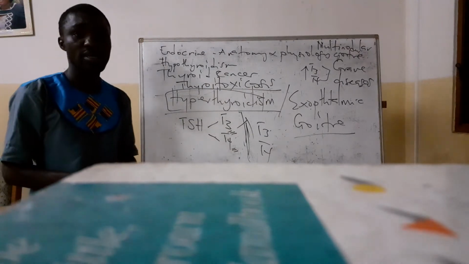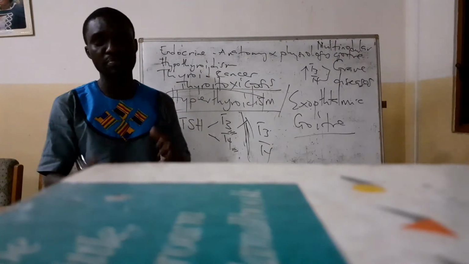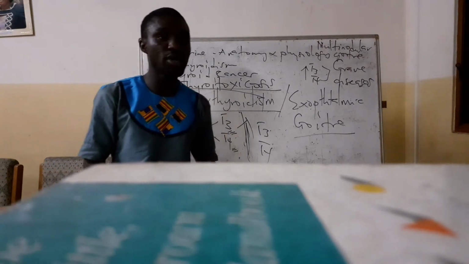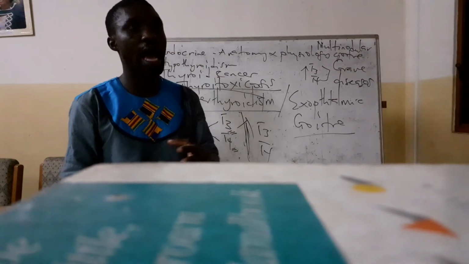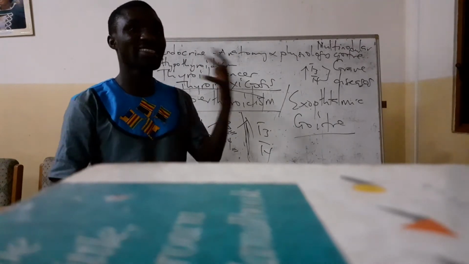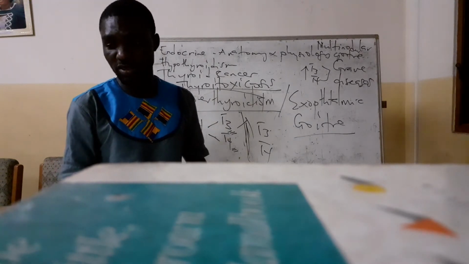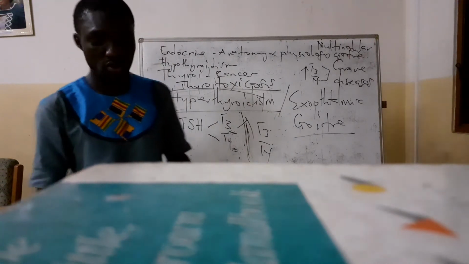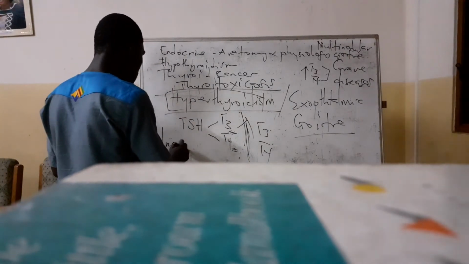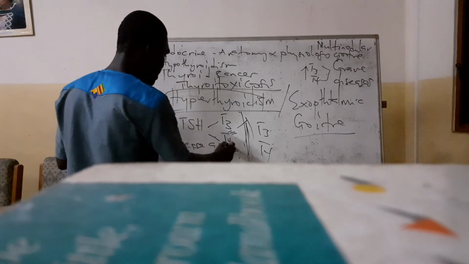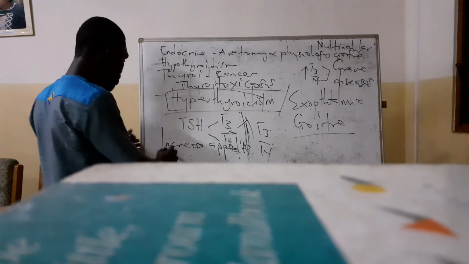Most of the time, the thyroid gland controls the metabolic activities of the body. So if you have hyperthyroidism, all the activities of the body increase. The person is going to have increased appetite. The vital signs most of the time increase. So there will be increased BP.